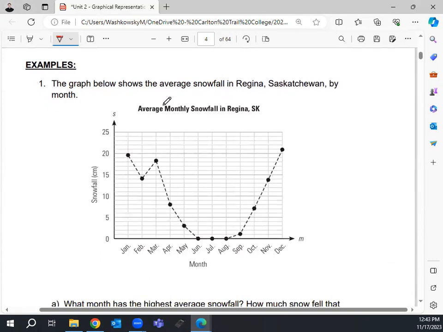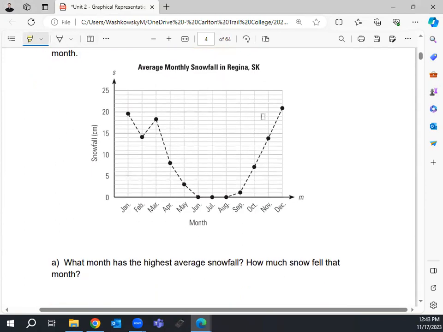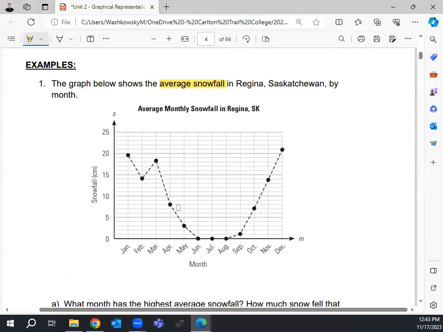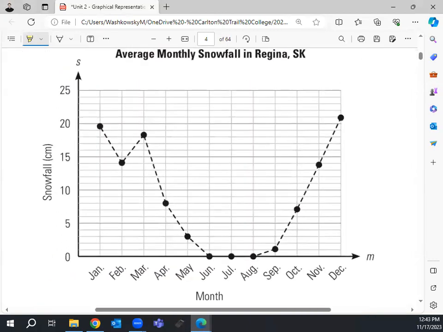So you can see an example here, right? This graph shows the average snowfall in Regina by the month. And what's this graph actually showing here? I'll just zoom in a little bit. Well, on the left I can see how much snow we get per month, and on the bottom, I can just see the months. And this kind of makes sense, right? We're starting in January. That's usually one of the coldest months, a winter month. We can see we got lots of snow.